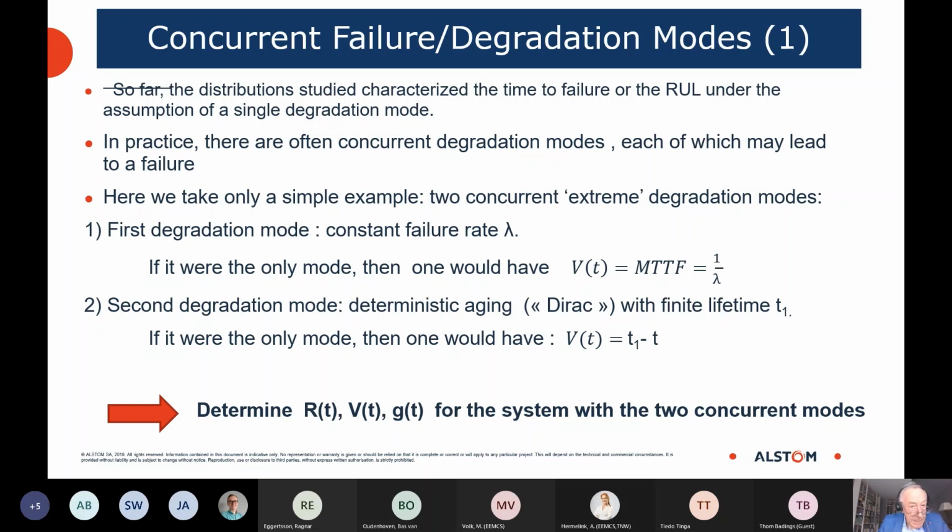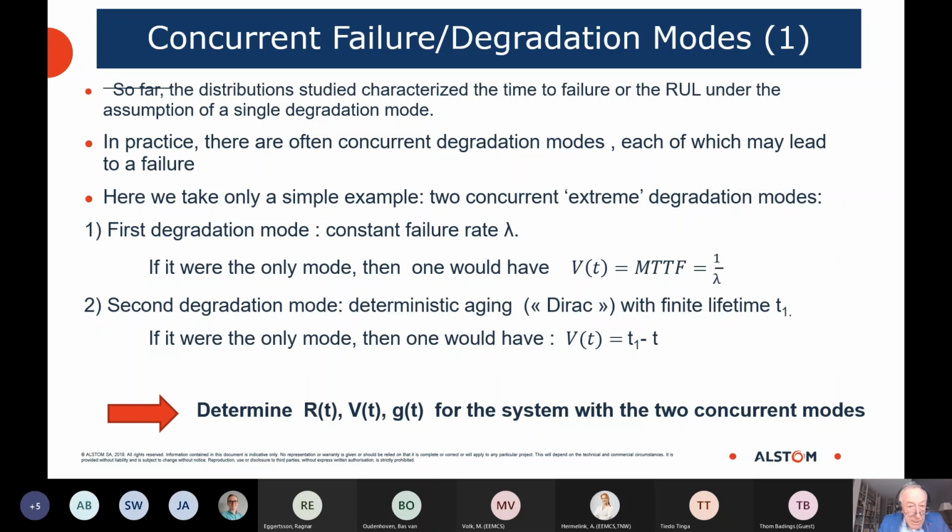But let's take a very simple example, where the first degradation mode is a constant failure rate. So it's like an exponential time to failure. V of t is constant, 1 over lambda. And the second so-called degradation mode is deterministic aging. The asset simply has a finite lifetime, T1. So after T1, no matter what, the asset expires. So if it was only that mode, this would be the mean residual life.